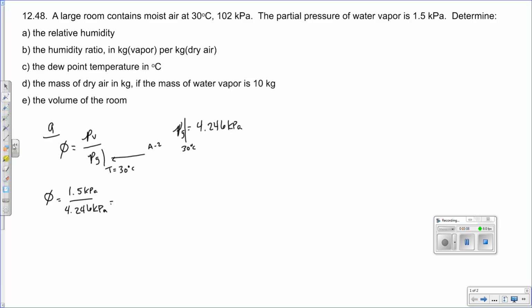This turns out to be 0.35 or 35%. Either way you write it is fine with me. That's the answer to part 1, or part A. Part B is the humidity ratio.